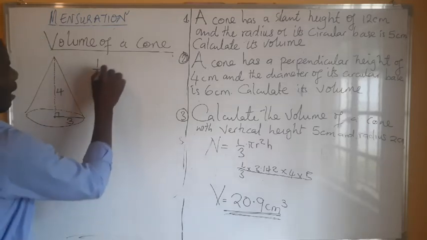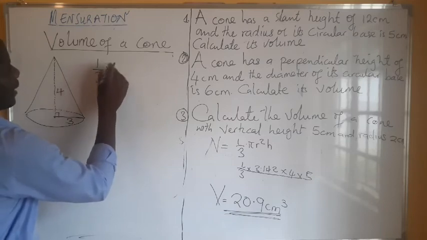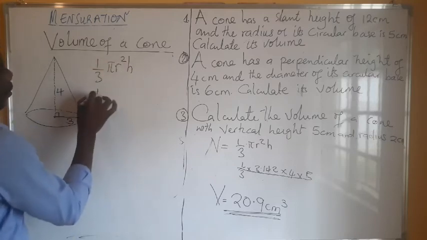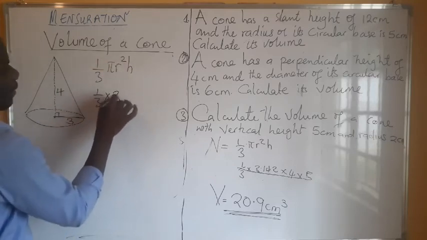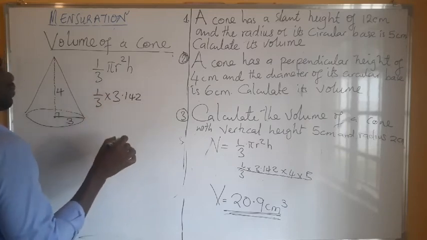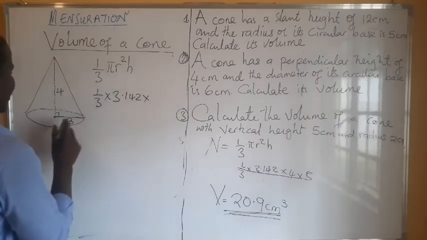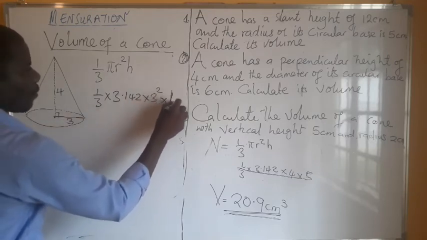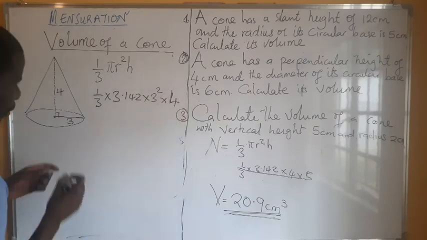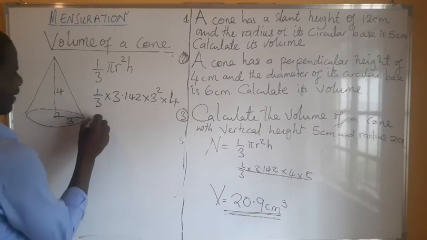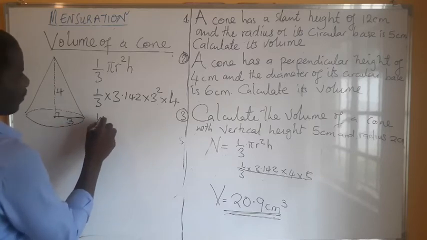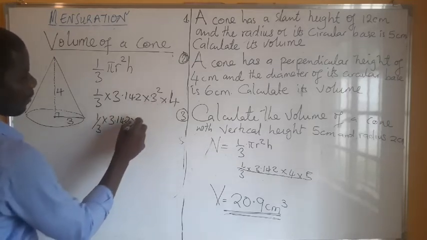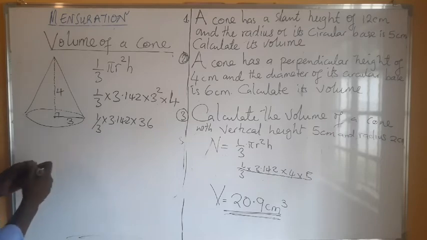Then we come to our formula, where it has to be multiplied by the area of the base, then h. 1 over 3 multiplied by pi, which is 3.142. Radius is 3 squared multiplied by 4. So we go on here and say 1 over 3 multiplied by 3.142 multiplied by, this is 9 multiplied by 4. What are we getting? We're getting 36.